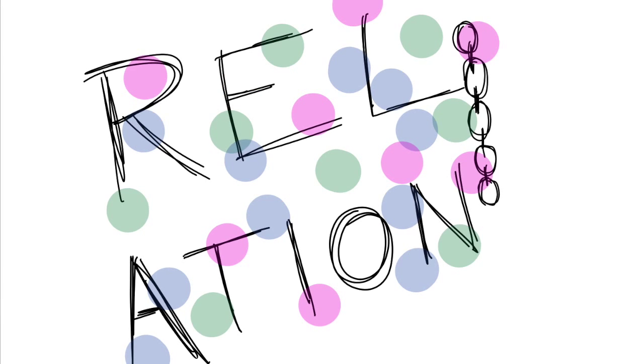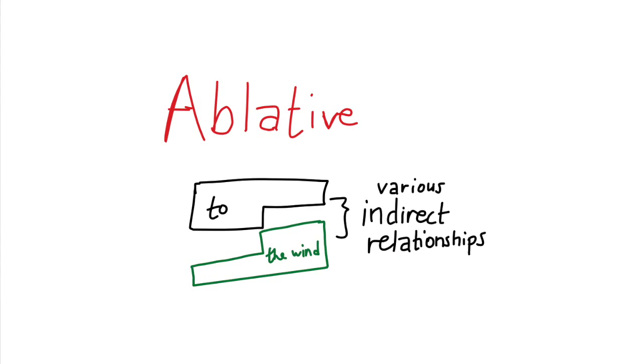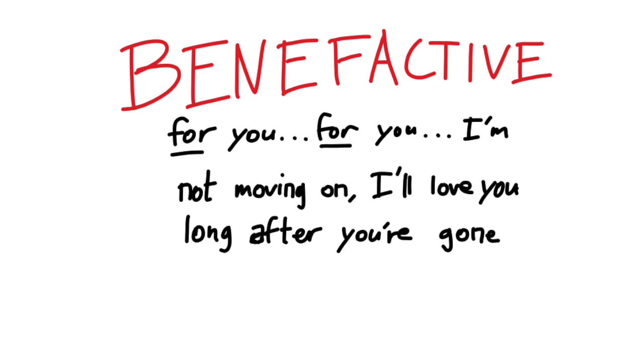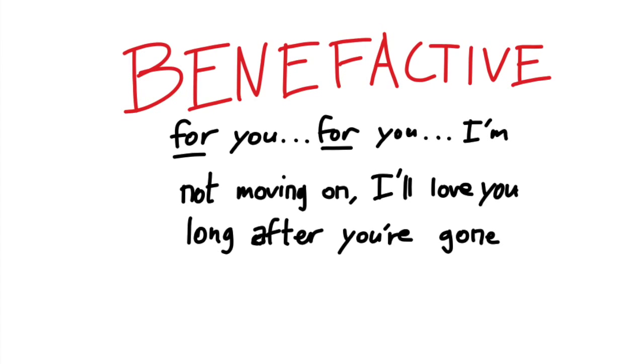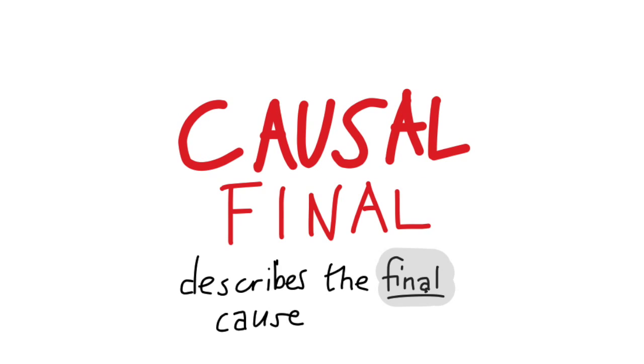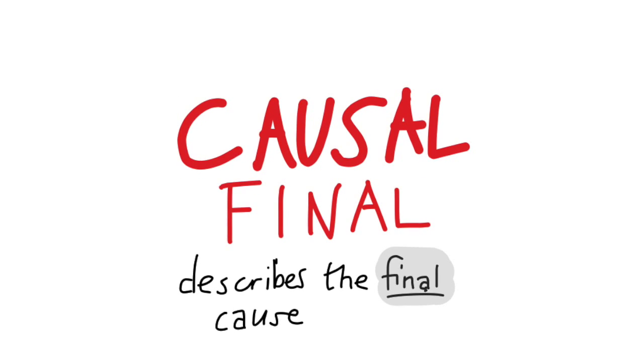The last category is relation. The ablative case marks all sorts of indirect things. The aversive case describes avoiding the inflected noun or even fearing it. The benefactive case means that it is for the benefit of. The causal case logically defines the cause. There is a cause-final case in Chuvash and Hungarian that describes the efficiency or final cause.